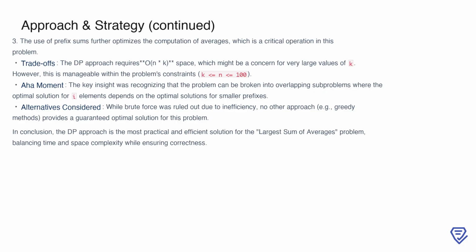The optimal solution for the first I elements depends on the solutions for smaller prefixes, allowing us to build the solution incrementally. While brute force was ruled out due to its inefficiency, no other strategies, such as greedy methods, can guarantee an optimal solution due to the nature of this problem. In conclusion, the dynamic programming approach strikes the right balance between performance and simplicity. It effectively reduces redundant calculations, ensures correctness, and operates efficiently within the given constraints, making it the most practical solution for the largest sum of averages problem.